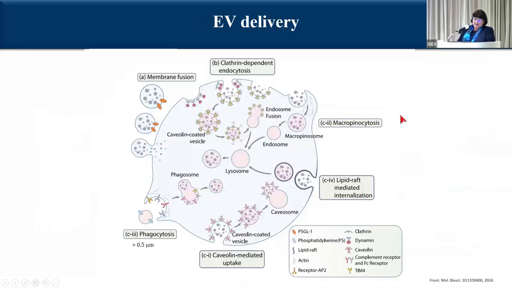The EV delivery routes and EV uptake mechanisms, you all know, include clathrin-dependent endocytosis, macropinocytosis, lipid raft-mediated internalization, caveolin-mediated uptake. In the case of very large vesicles, even phagocytosis. And in a few cases, there seems to be evidence for membrane fusion as well.